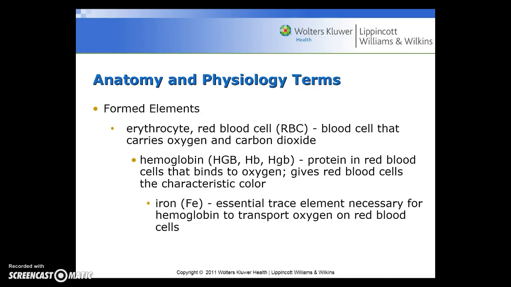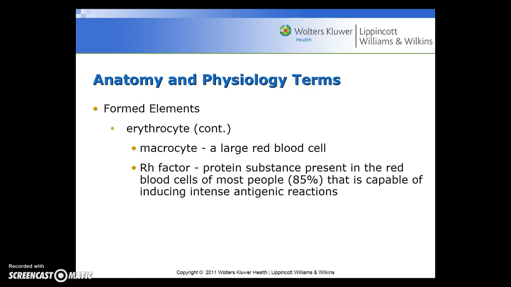The erythrocyte, or the red blood cell, RBC, is the blood cell that carries oxygen and carbon dioxide. Hemoglobin, often abbreviated either uppercase HGB, HB or HGB, is the protein in red blood cells that binds to oxygen and gives red blood cells their characteristic color. Iron, or Fe, is the essential trace element necessary for hemoglobin to transport oxygen on red blood cells.